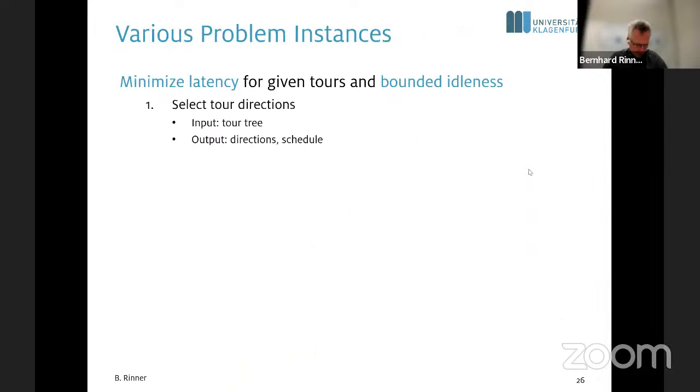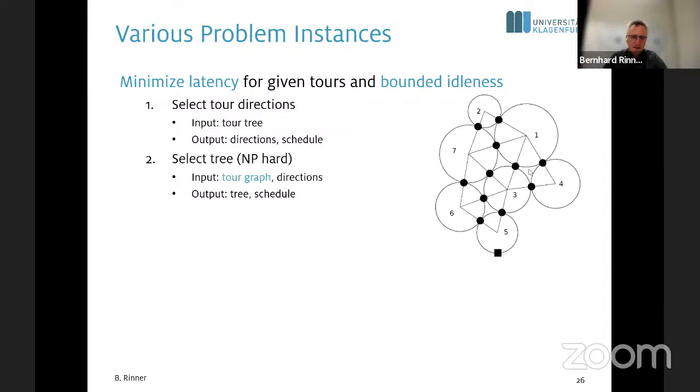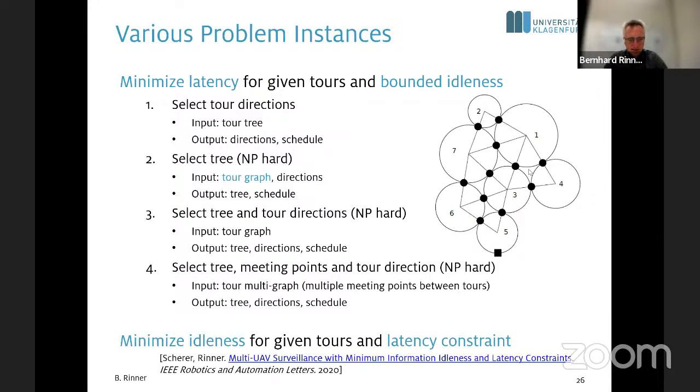And there are different instances of this problem. So we can, on the one hand, try to minimize the latency for a bounded idleness. So meaning that the idleness is what is the maximum time a specific sensor location has not been visited. Right? And then there are different options on how to do that. And the second approach is that we minimize the idleness for given tours and latency constraints. So this is even more complex. Right? And as I said before, I don't go into the details of how we did that. The point here is really that many of these instances are very hard problems.